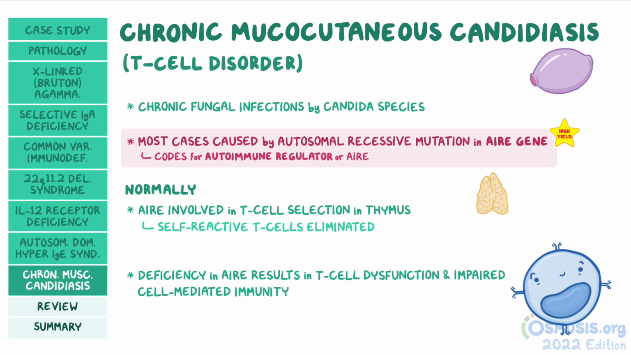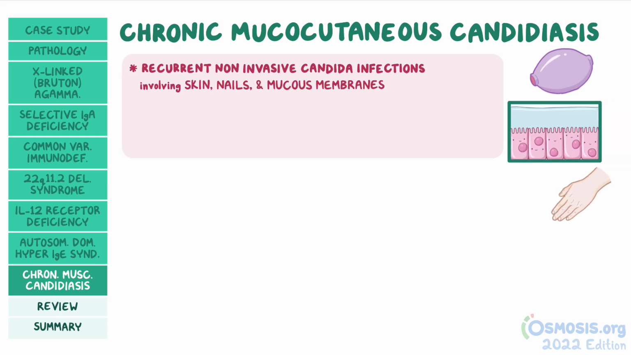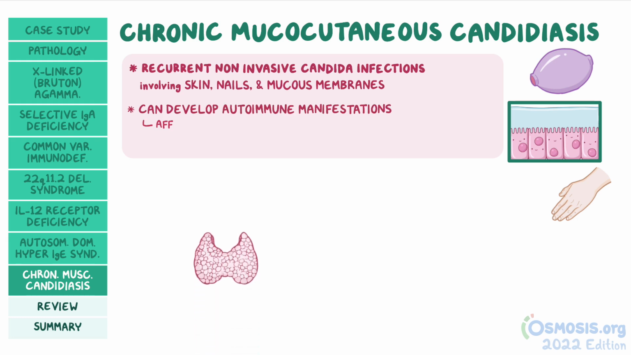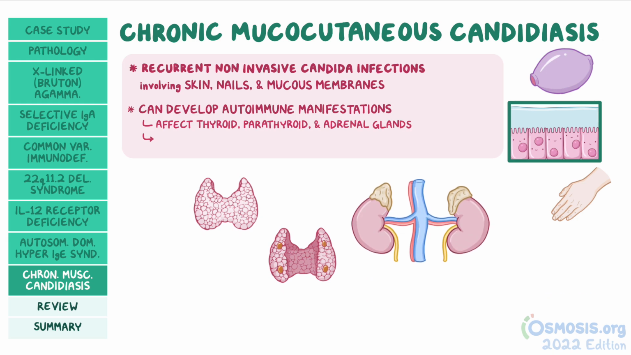As a result, these individuals have a tendency to develop recurrent, non-invasive Candida infections involving the skin, nails, and mucous membranes. In addition, they can develop autoimmune manifestations that most often affect the thyroid, parathyroid, and adrenal glands, but can also lead to anemia, thrombocytopenia, neutropenia, and arthritis.